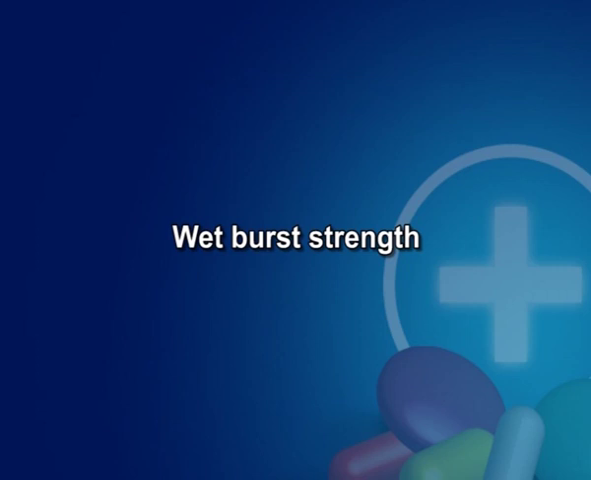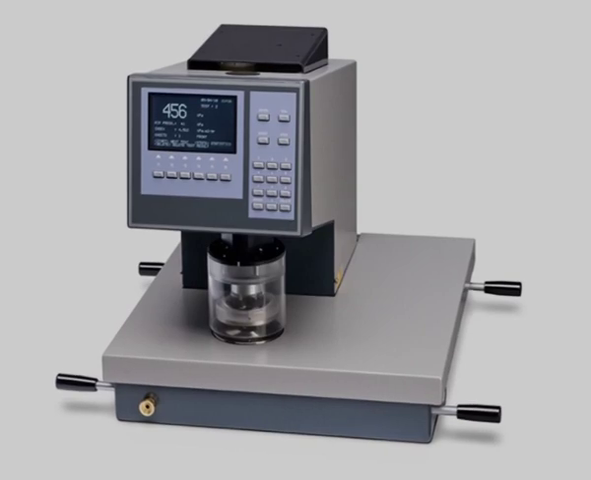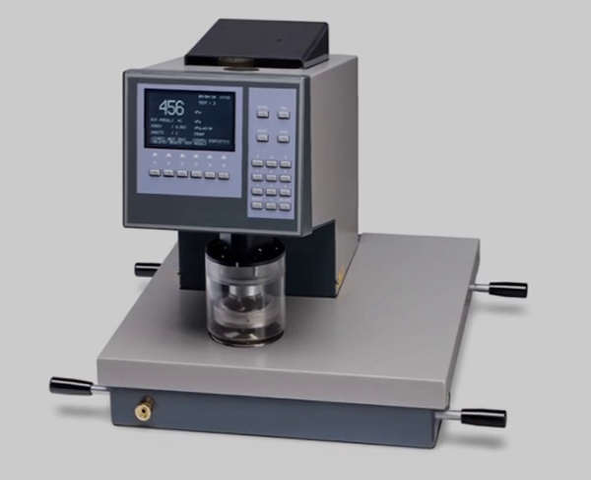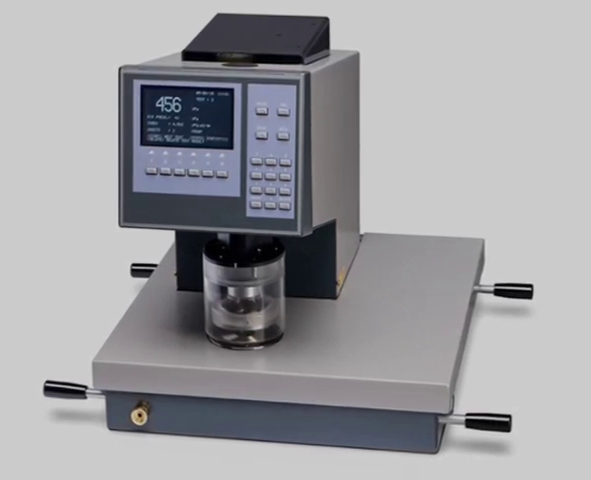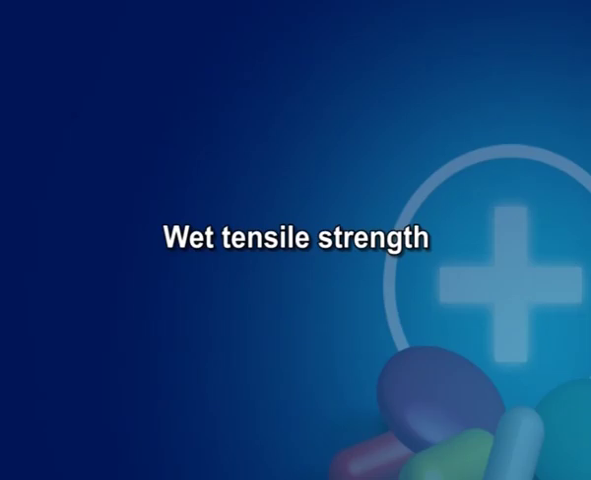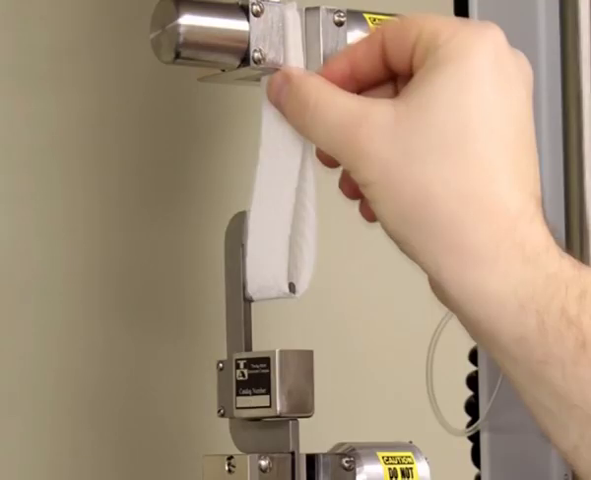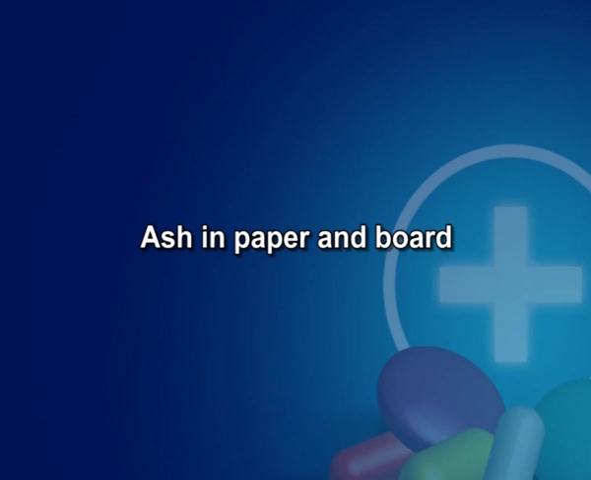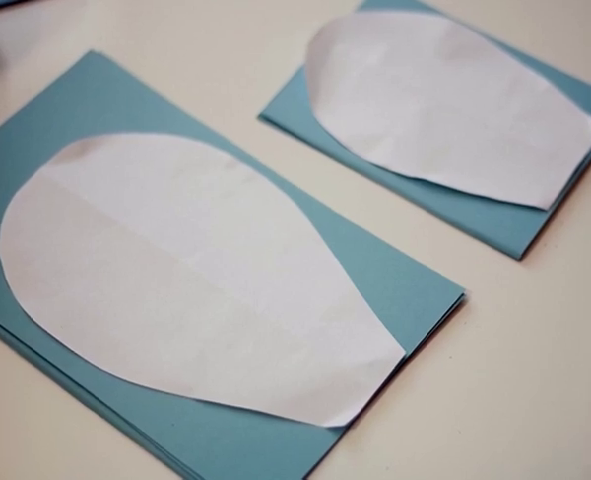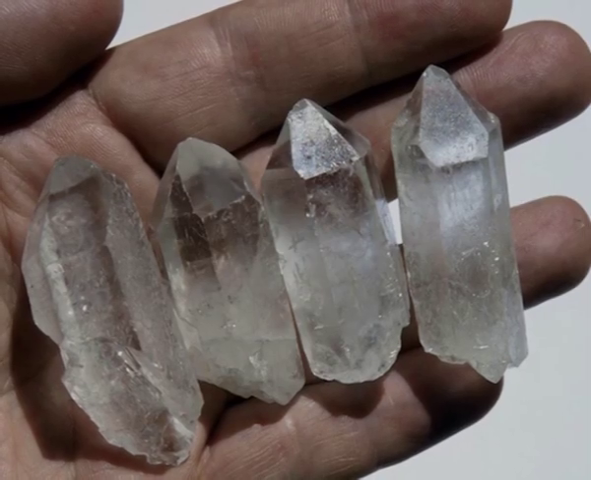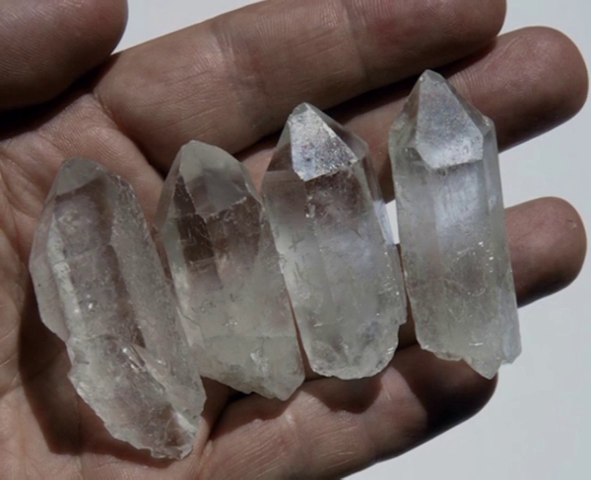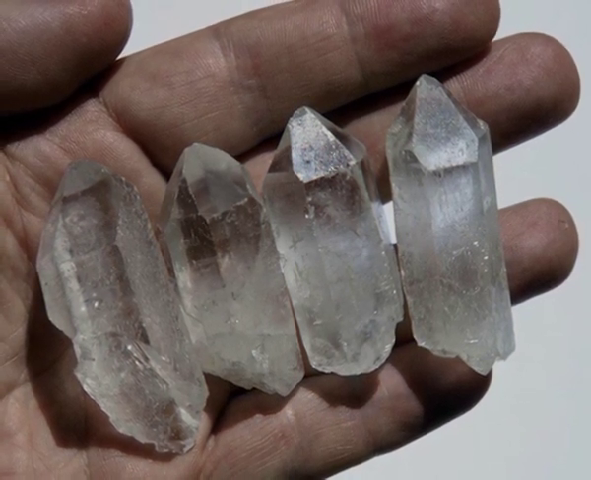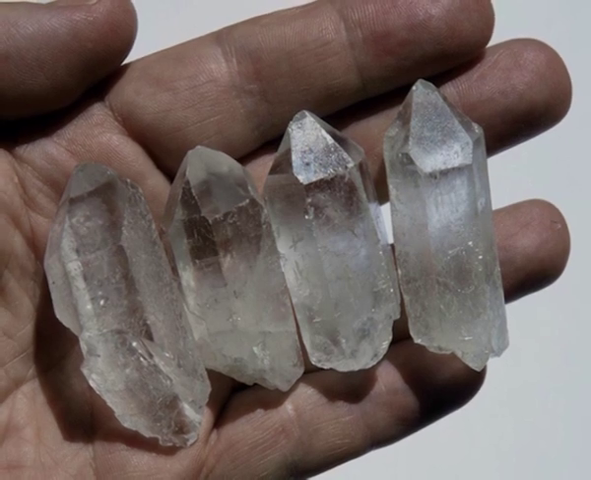Number 24. Wet rub strength. This is used for determining the wet rubbing strength of any paper or board following immersion in water. Number 25. Wet tensile strength. This is a method of determining the wet tensile strength of any paper or board after immersion in water. Number 26. Ash in paper and board. This is a method of determining the ash content, that is, the inorganic matter left after controlled combustion in paper and boards. The method is suitable for most loading materials and coating pigments.